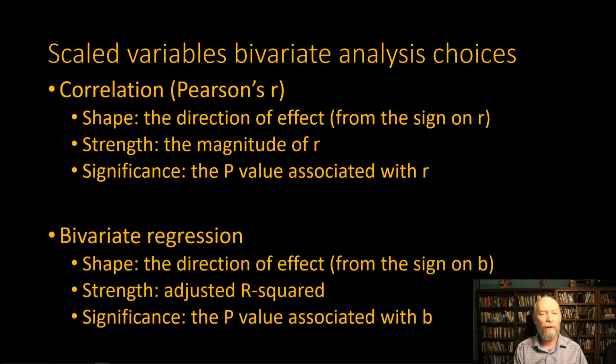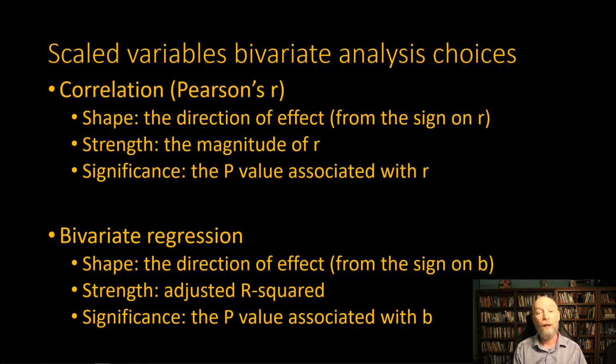The other choice is bivariate regression. Again, I'm really encouraging you to not go here, except for one very specific limited circumstance where you might go here. But understanding regression is valuable because multivariate regression becomes the name of the game when you move to multivariate tools. So shape is identified from a direction of effect, but it's a sign on a slope identified as b, lowercase b.